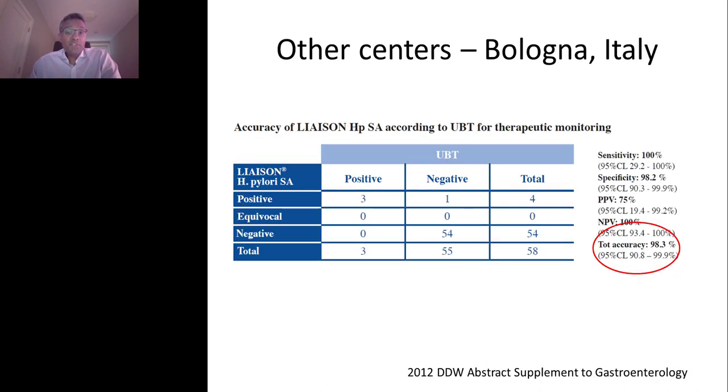Another study published out of Bologna, Italy, with the specific stool antigen test used in our study, looked at therapeutic monitoring, comparing the stool antigen test to the urea breath test. And they found that in 58 total tests done, there was essential agreement of approximately 98.3% between the UBT and the stool antigen test. Again, encouraging that these tests perform in an equivalent manner.